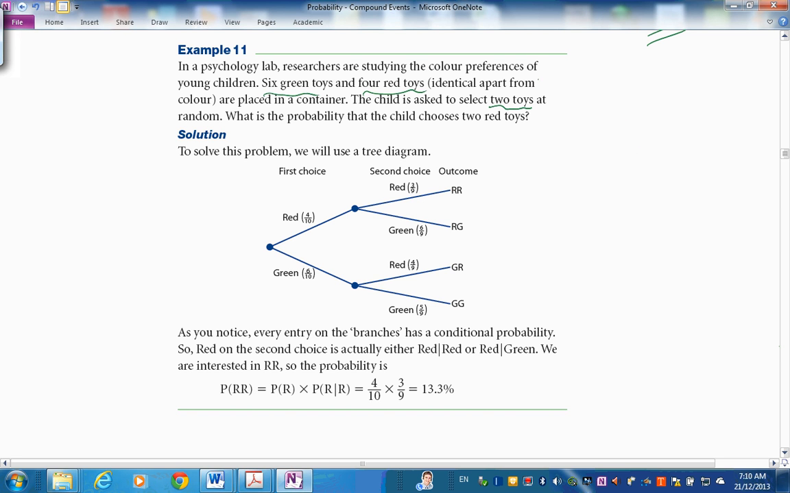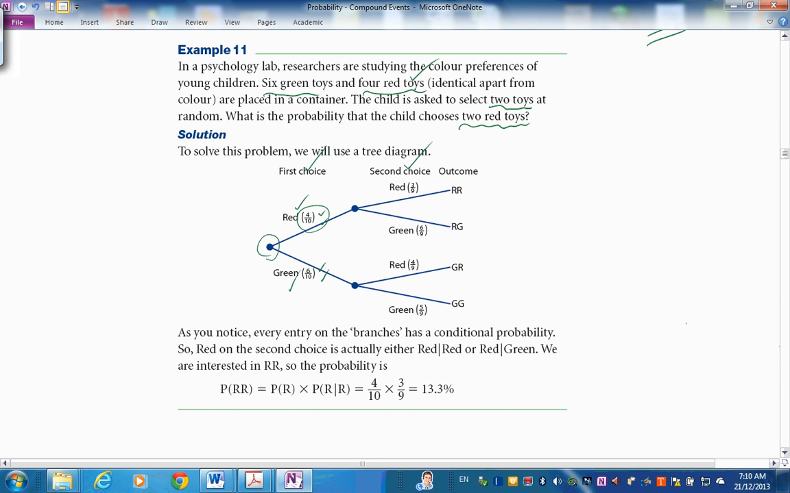What's the probability that the child chooses 2 red? Now here's a tree diagram, which is useful for this one, because you've got 2 choices, first choice and second choice. So start off with a dot. First choice could be a red or a green. Look at this introduction here. The probability of getting a red is 4 out of 10. Probability of getting green is 6 out of 10.